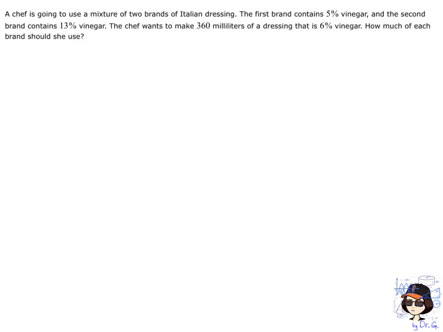So the most important step is the first step. Remember that. And that's declaring or defining your variables. And you have to be specific, because if you're vague, if you're not clear, if you're not specific about your variables, then you're not going to know how to set up your equations. You're not going to understand what's going on. So let's look at what we're asked to find. We're asked to find how much of each brand she should use.